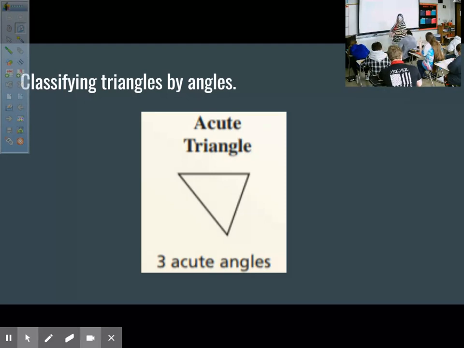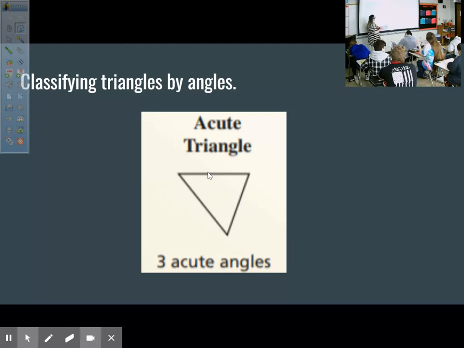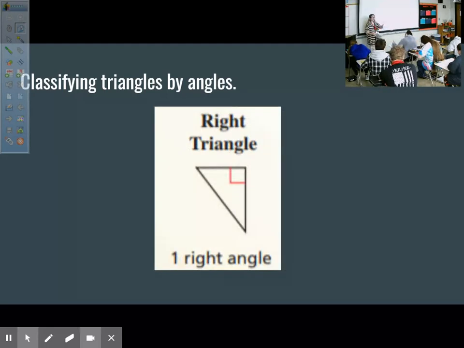Oh, yes. Give somebody else a chance. Yeah, a right triangle has one right angle. It can't have more than one. It can only have one, or else it'll be a square. You're right, smart. A right triangle has one right angle.